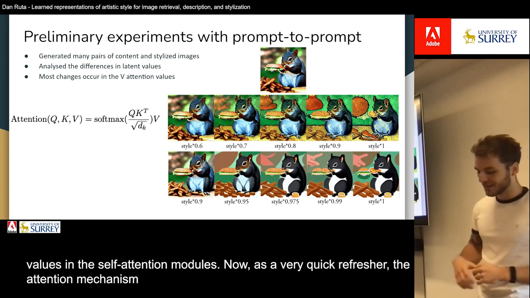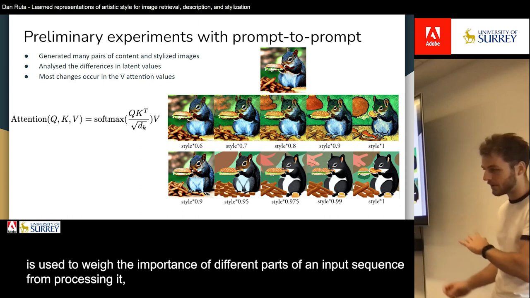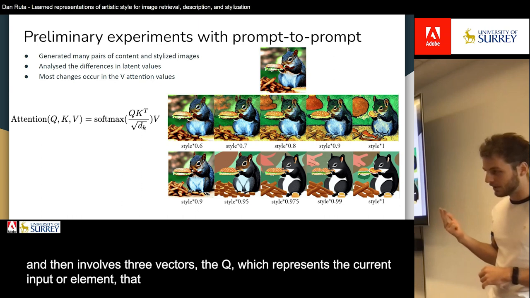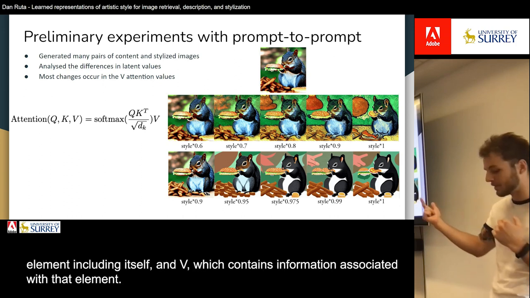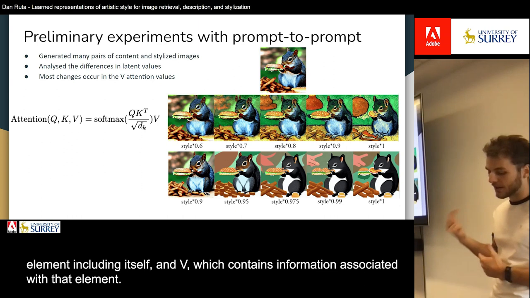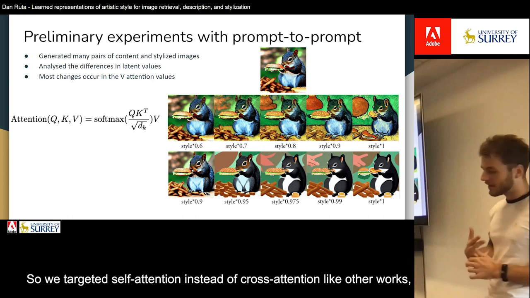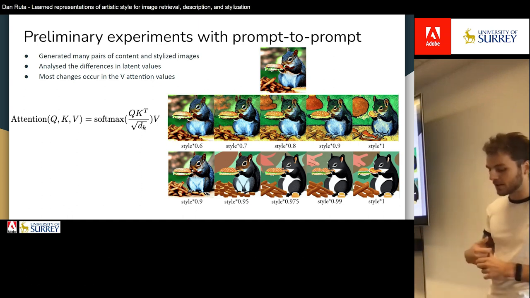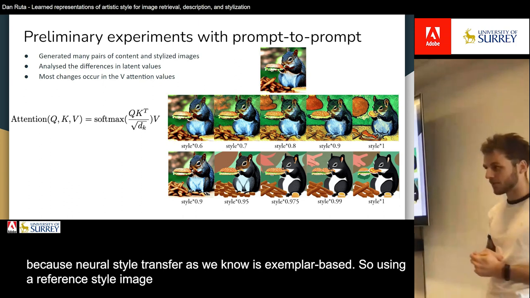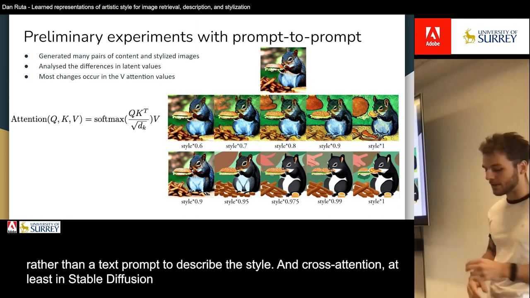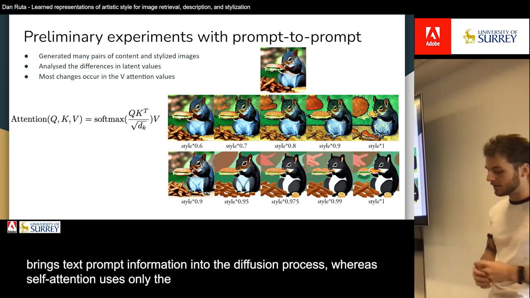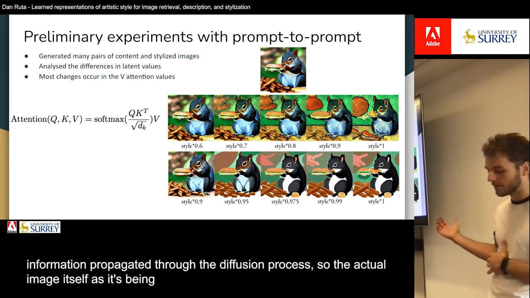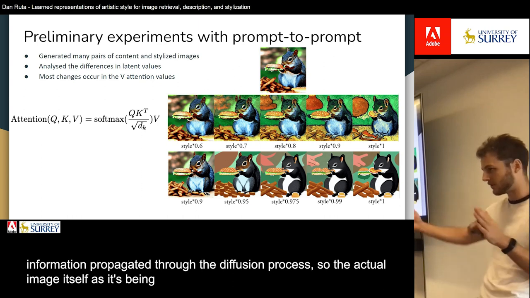Now, as a very quick refresher, the attention mechanism is used to weigh the importance of different parts of an input sequence when processing it, and it involves three vectors. The Q, which represents the current input element we are focusing on; K, which represents the relevance of each element in the sequence to every other element, including itself; and V, which contains information associated with that element. We targeted self-attention instead of the cross-attention of other works, because neural style transfer, as we know it, is exemplar-based, so using a reference style image rather than a text prompt to describe the style. Cross-attention in Stable Diffusion brings text prompt information into the diffusion process, whereas self-attention uses only the information propagated through the diffusion process, so the actual image itself as it's being generated.